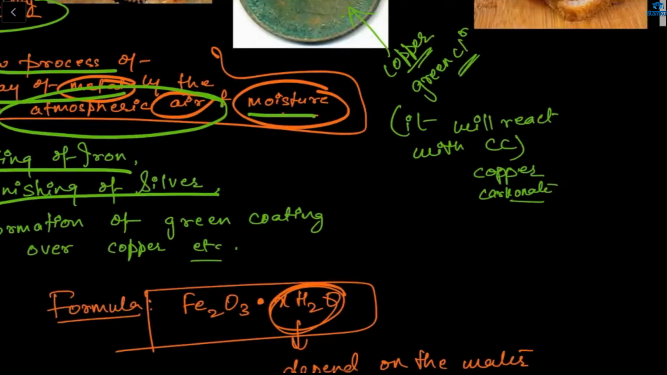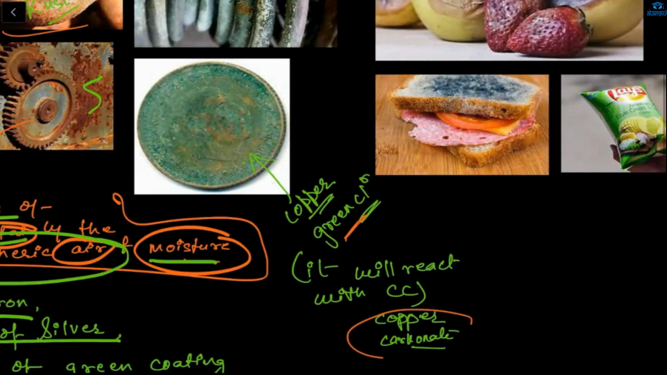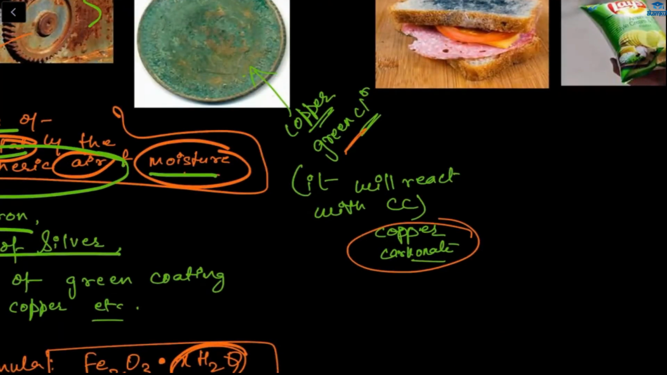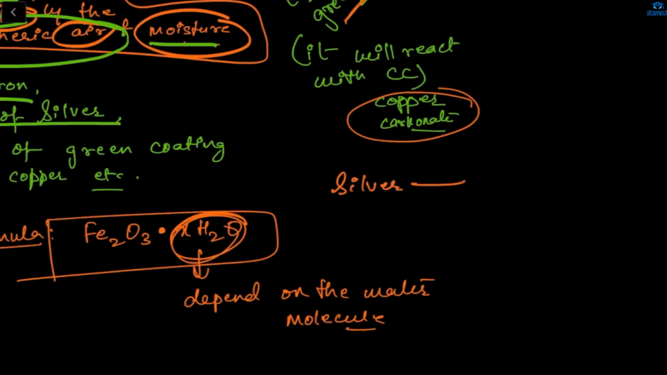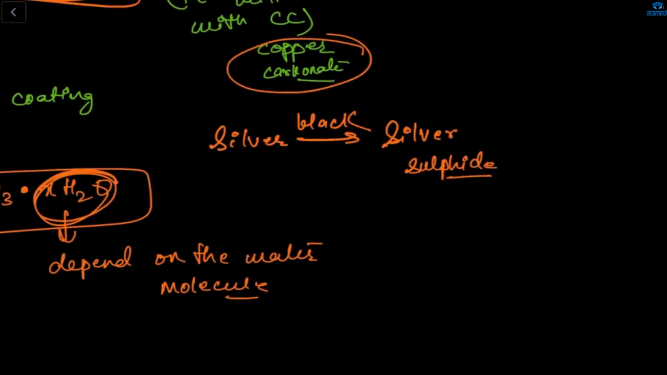Okay, see, copper will change its color to green because of copper carbonate, and silver will change its color to black because of silver sulfide. Okay. Any doubt till this much?